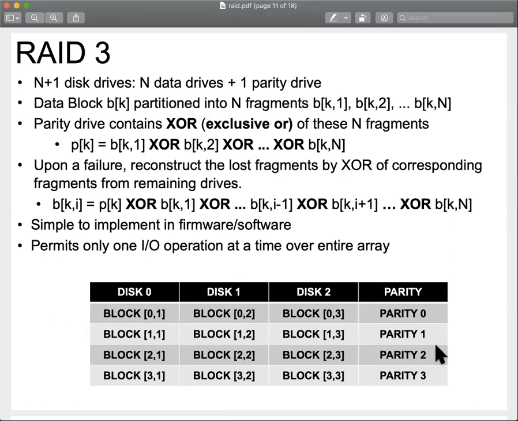Okay, so all these complex equations that you see on the slide are basically encapsulating the same thing. If you had lost disk I, for example, then the way you would recompute the rest of the contents would be doing an XOR of the fragments of the remaining disks. Okay. All right.